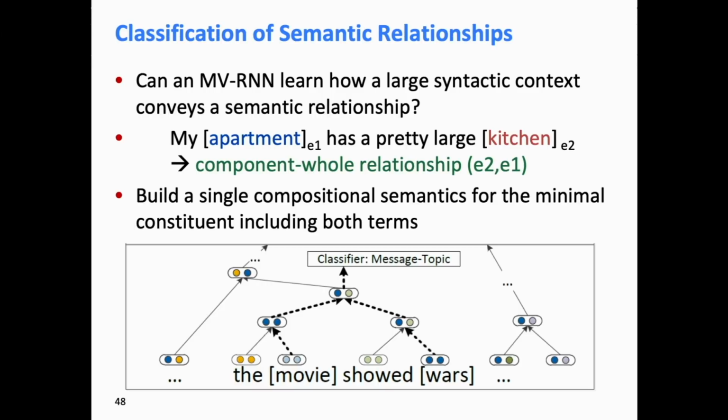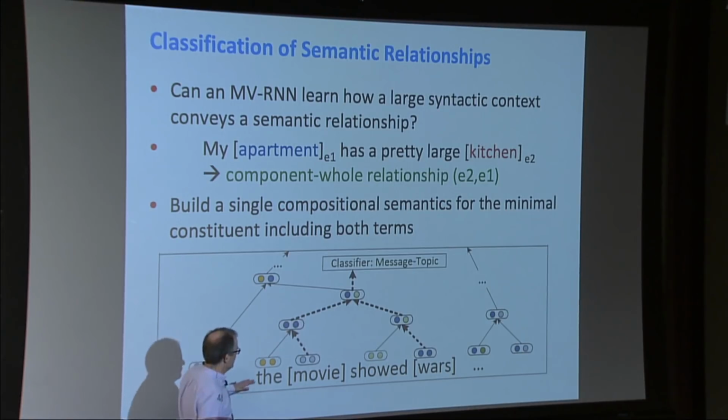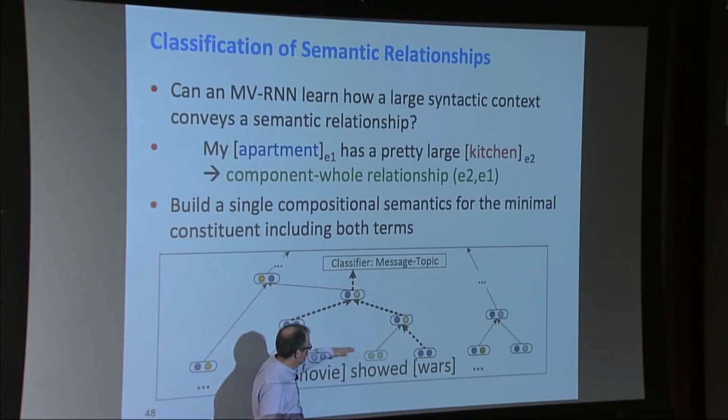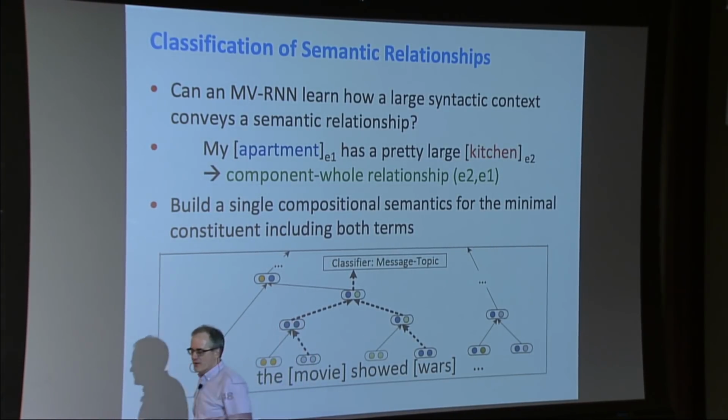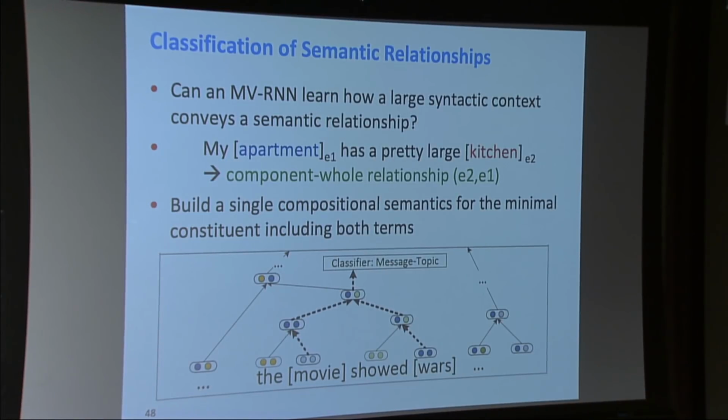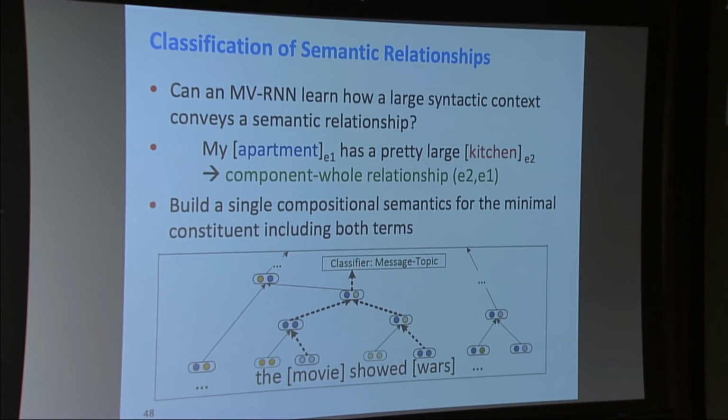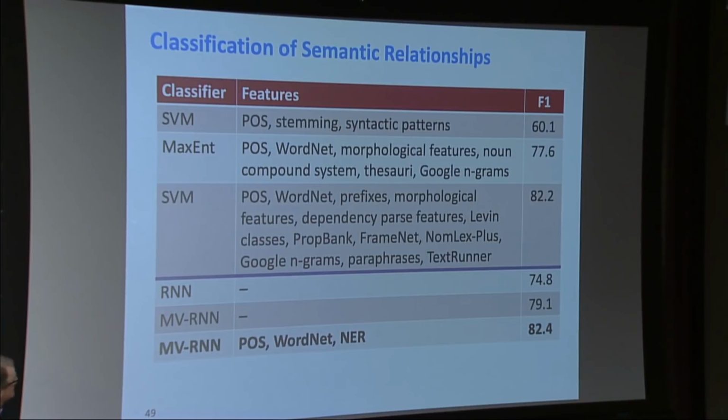noun phrases. So if it was "the movie showed wars," that was then a message topic. So there's some communication medium that contained some topic relationship. And so we were using this kind of neural network to build our meaning representations and then putting them through another neural network layer as a classifier to see how well we did. And so we got some fairly good results on that.